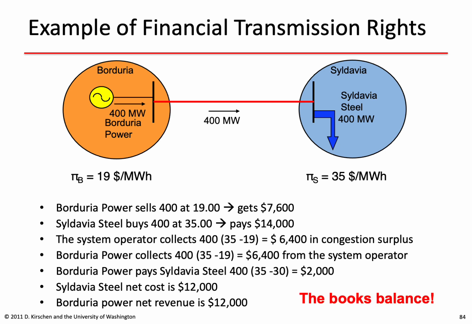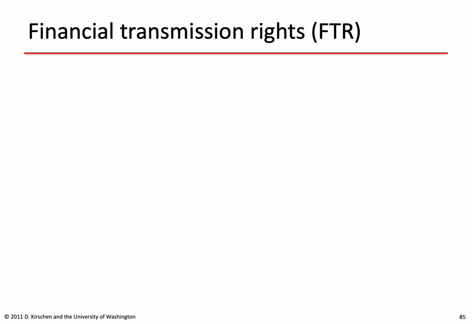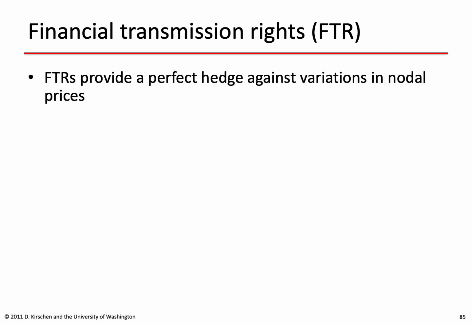So the conclusion is that the books balance. There is no missing money. The financial transmission rights make the transaction possible. So financial transmission rights therefore provide what's called a perfect hedge against variations in nodal prices.